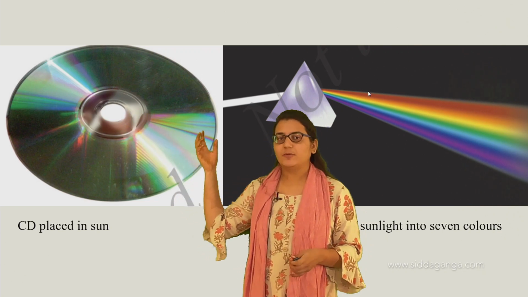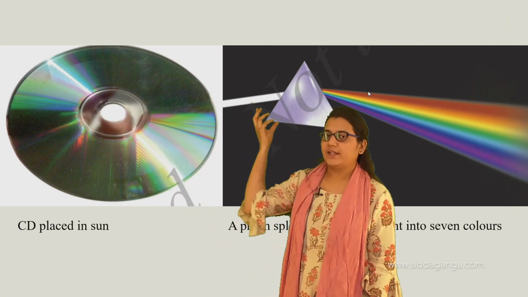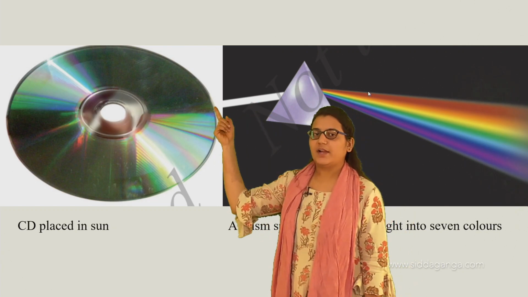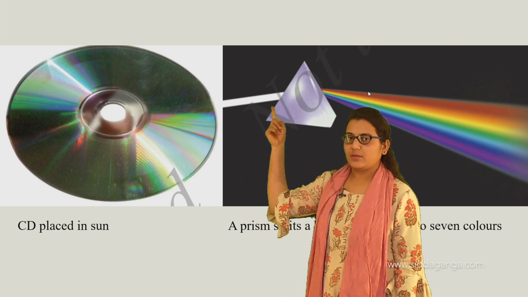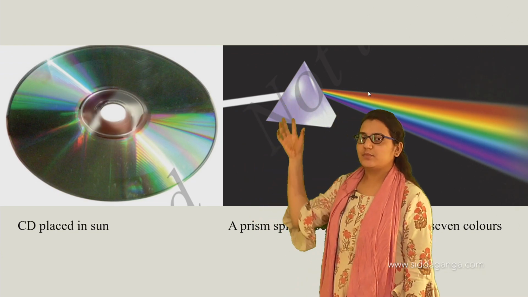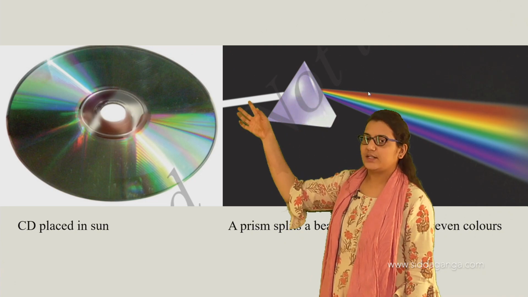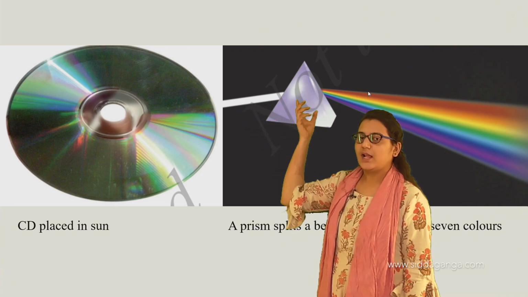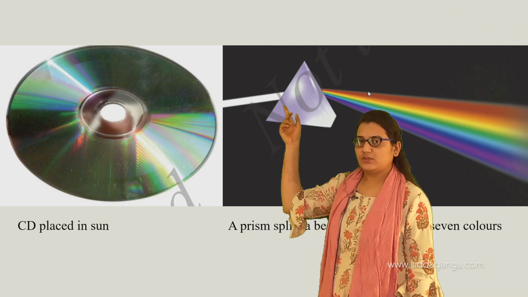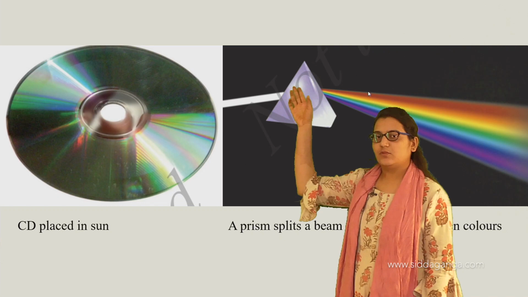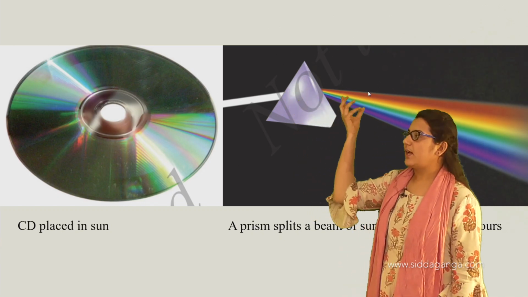Also, if we take a prism here and make a white light pass through it, if there is a prism here and this is a white light, and we make it pass through, what happens? When it passes through this prism, this is what happens.